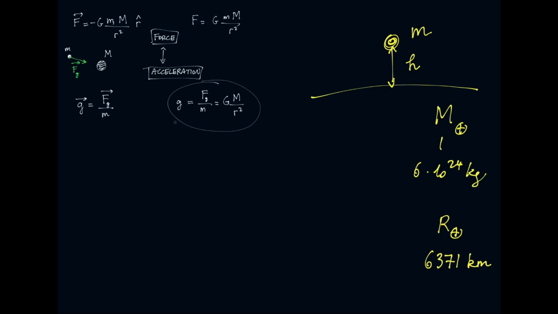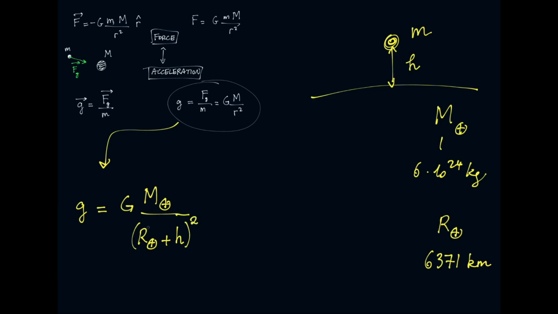Now, what does this expression translate to in this situation? Well, the acceleration of gravity is big G, the mass of the Earth, divided by the total distance between Earth and this object that I'm considering, which is the radius of the Earth plus whatever altitude this object has, squared.